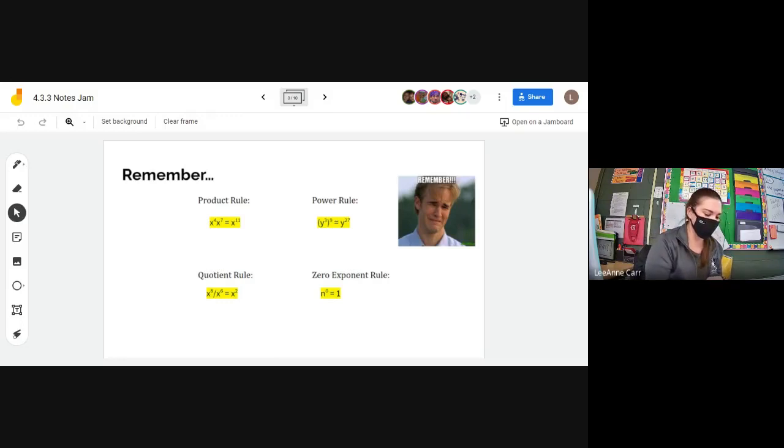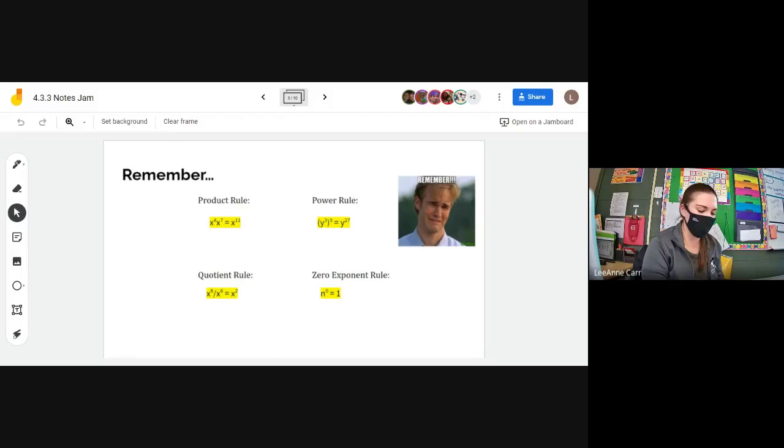So our first one is the product rule. Our product rule says when we have 2 terms with the same base, we add our exponents. So in my example, I had an x to the 4th and an x to the 7th, and I added those 2 exponents to get my new exponent of x to the 11th. Again, these are review, but if at any time you have questions or you are confused, please let me know. You can use the little raise hand button.